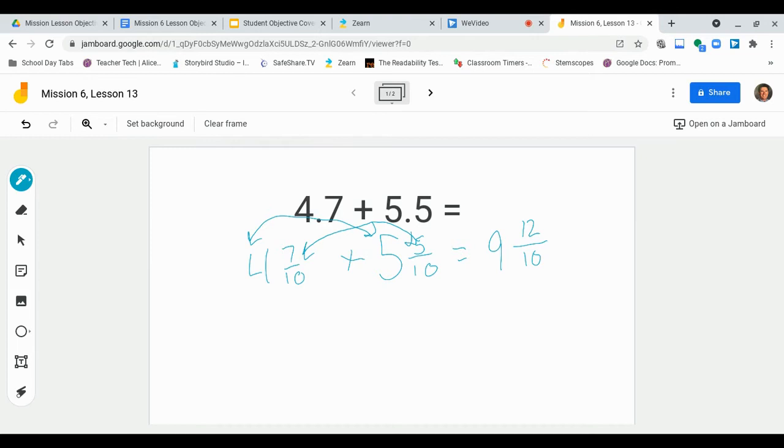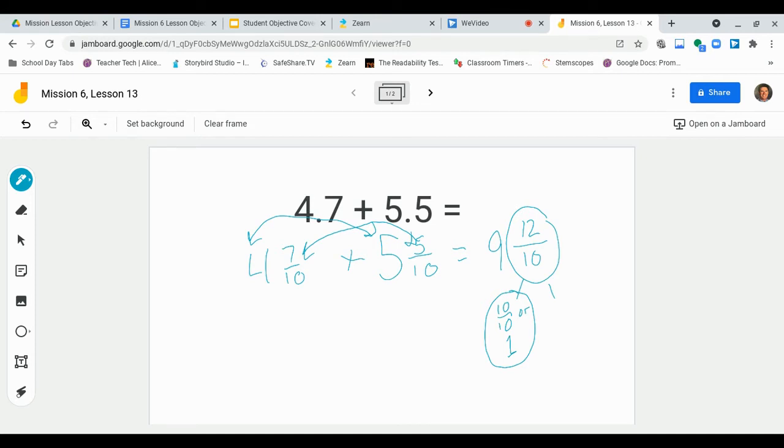Now here's the thing. We cannot leave it as 9 and 12/10. And why can't we leave it as 9 and 12/10? That's right, you're absolutely correct, because it's an improper fraction, and 12/10 is worth more than 1 whole. So I need to go ahead and rename the 12/10. So again, if I pull out 10/10, or that's the same as saying we're pulling out 1 whole right there, because 10/10 is equal to 1.